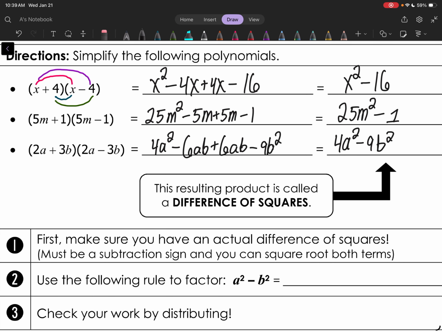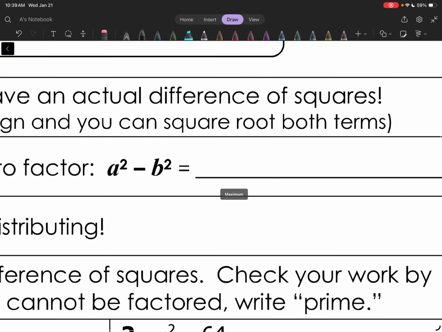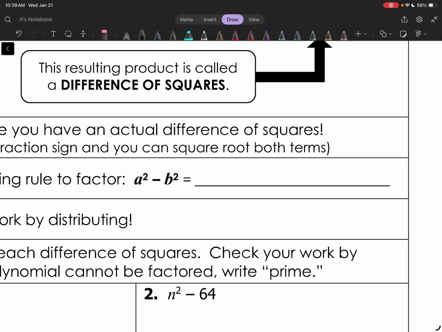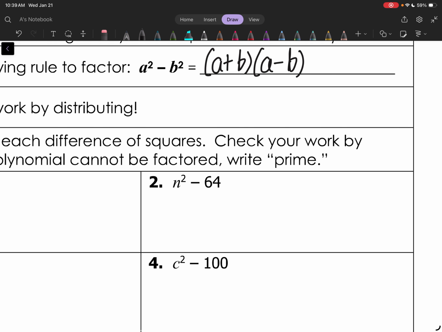These expressions on the right are what we call a difference of squares. Both the first and second term are perfect squares, so you can take the square root of them, and you have a subtraction sign in between. These are very easy to factor because you can use the formula: a squared minus b squared becomes parentheses a plus b times a minus b. That's all there is to it today.